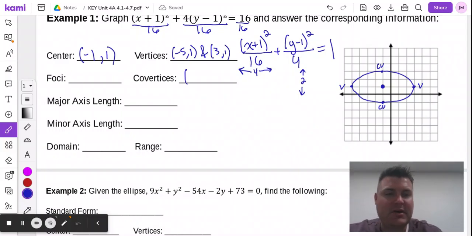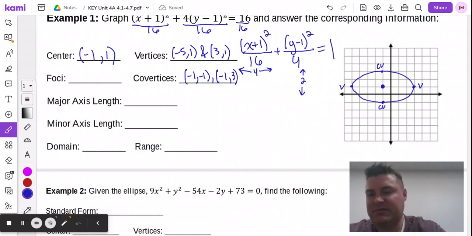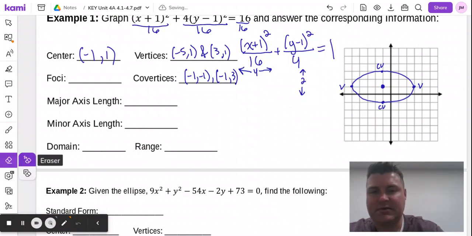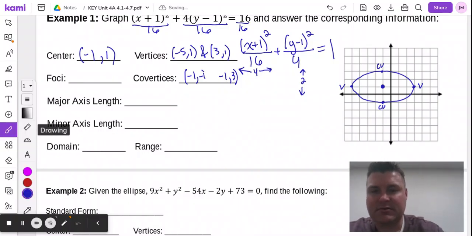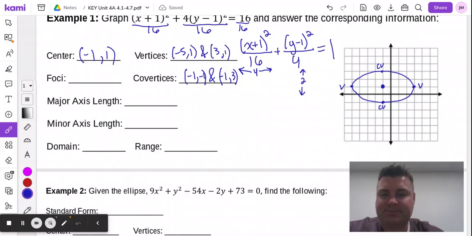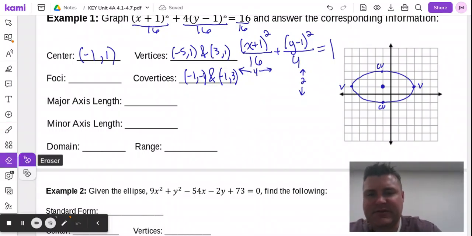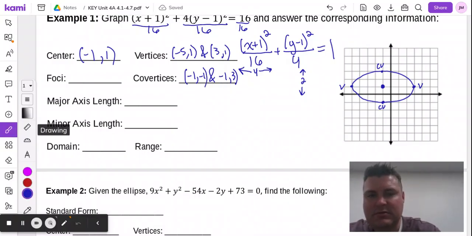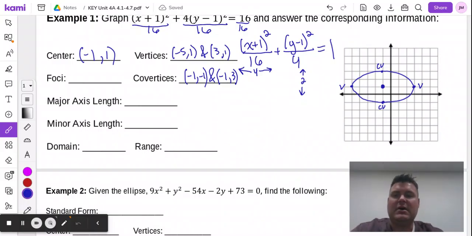Co-vertices, those are going to be -1, -1, and -1, comma 3. I'll put a little ampersand there because I did that before with the other one. Kind of jam in that ampersand in there. Oh, that doesn't look any better. Let me fix this one. There we go.